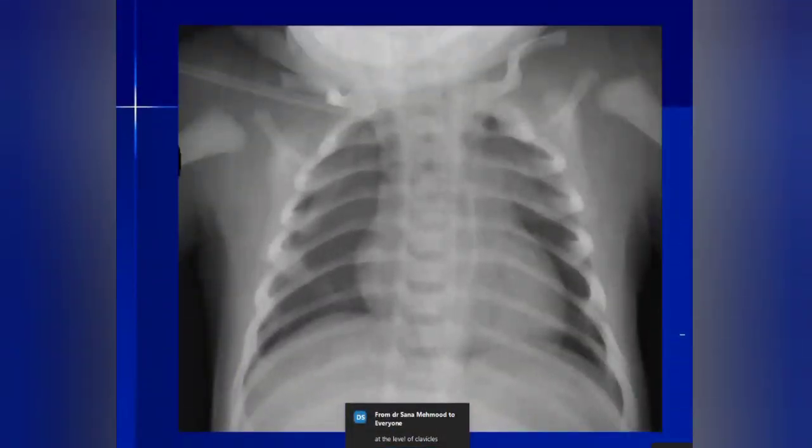And this is one of the complications of therapy, which they call barotrauma. As you can see here, there is bilateral pneumothorax. This is due to positive pressure ventilation. The patient developed pneumothorax. So one of the complications of surfactant lung or RDS of a newborn is barotrauma, which could lead to pneumothorax, pneumomediastinum. Very, very rarely you may have a pneumopericardium.